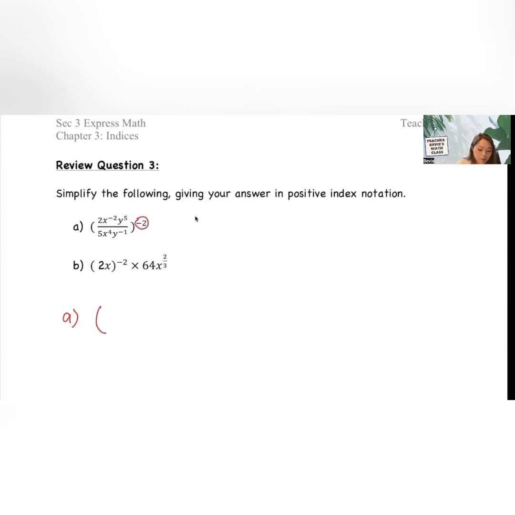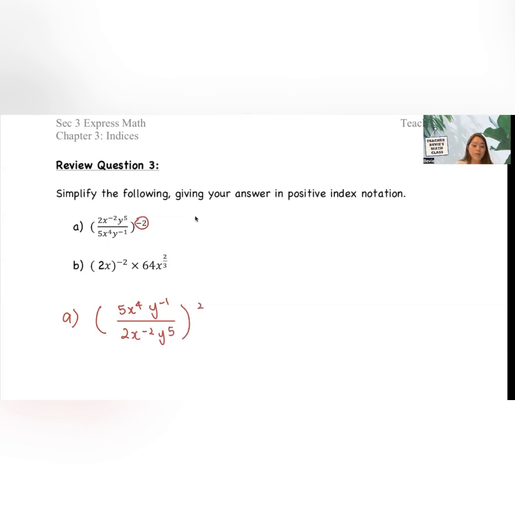Okay, so 5x^4 y^-1. Please take note, when I'm flipping the entire fraction, every single power, you will just have to copy back. Do not flip any of the powers inside your bracket, okay? And for the denominator, it becomes 2x^-2 y^5, whole thing to the power of positive 2.